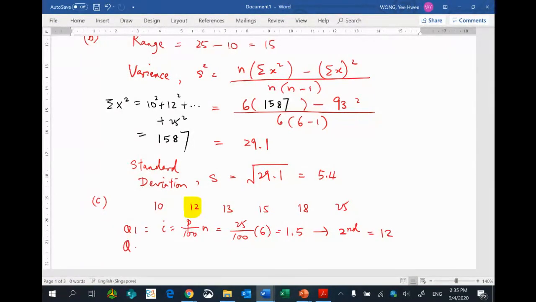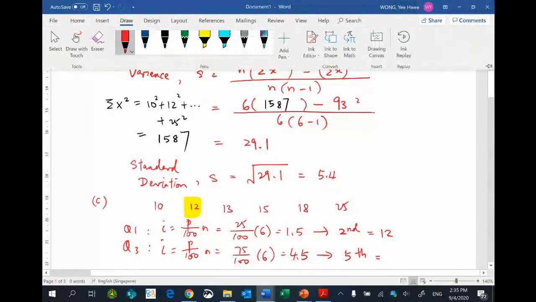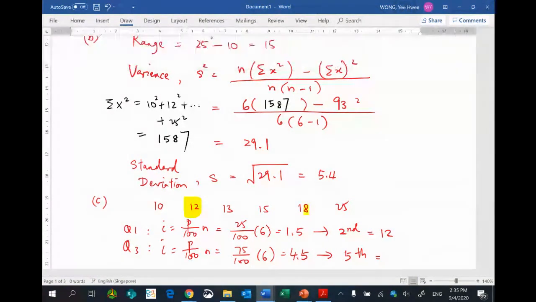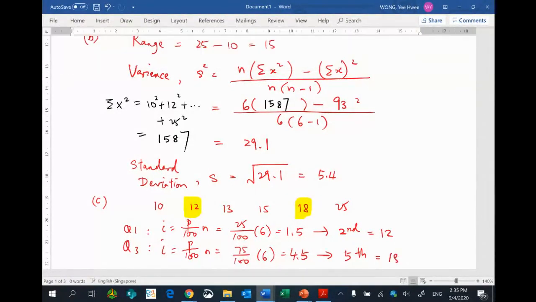Then you find Q3. Same thing, P over 100 n, but now the P will be just 75 over 100 and 6. You see that this is just 3 times what you have earlier, will be 4.5. And it's not an integer, so you're going to round to an integer which is higher than this number, which is the fifth number. The fifth number will be 1, 2, 3, 4, 5, which is 18.